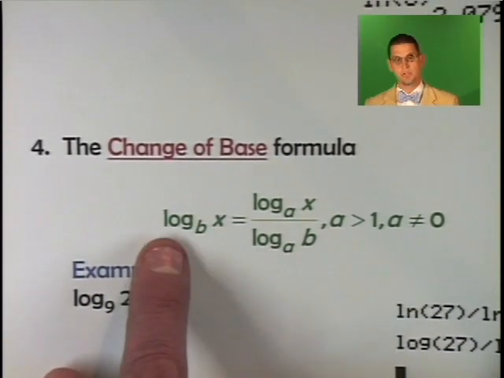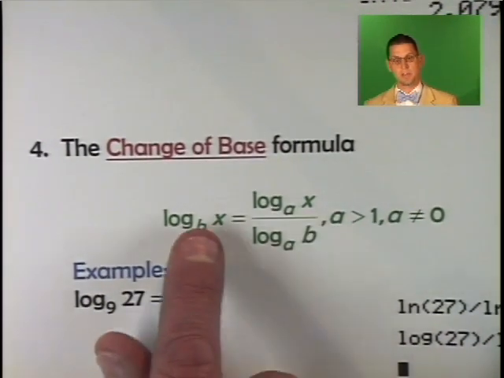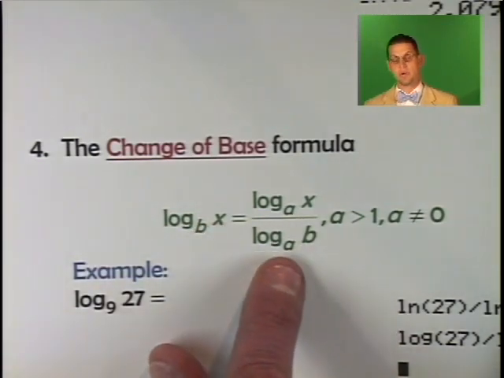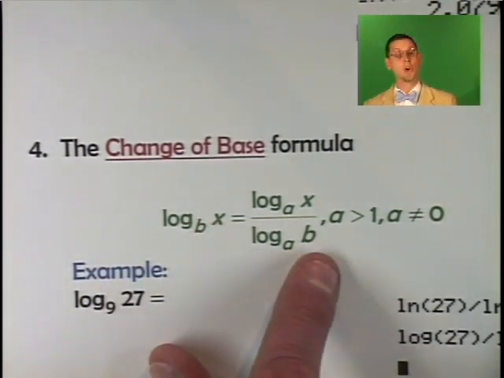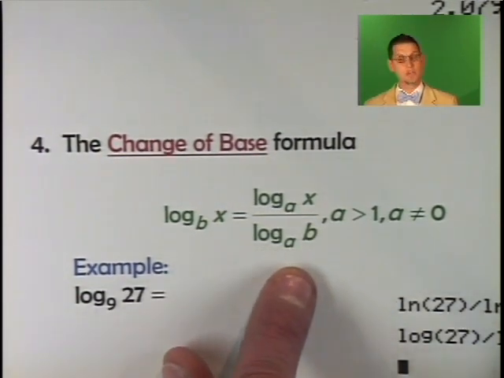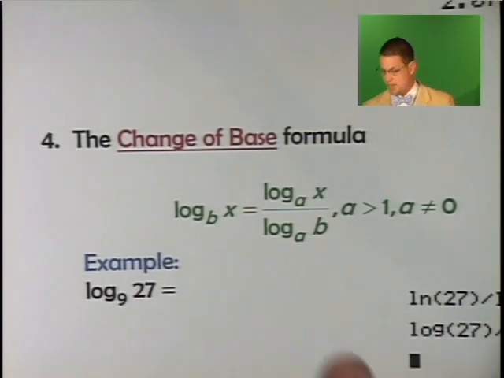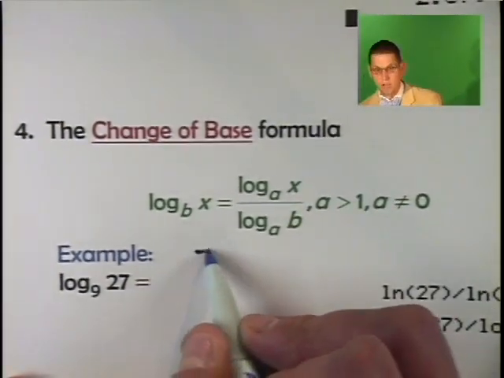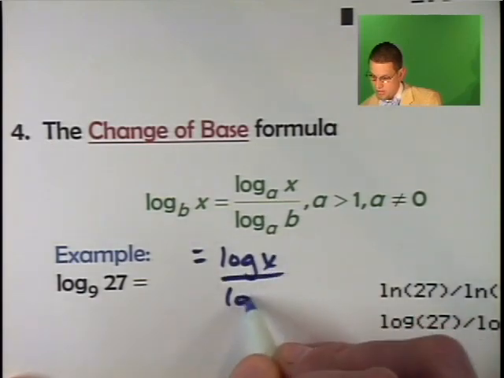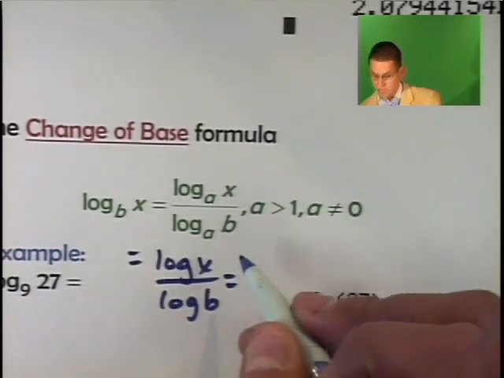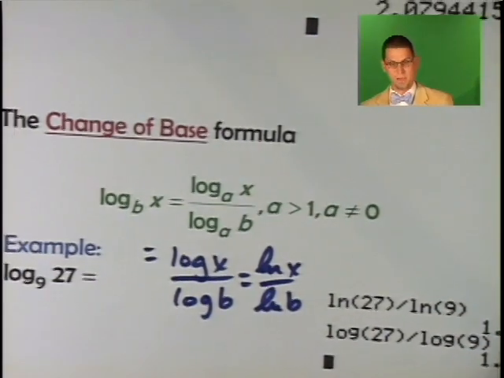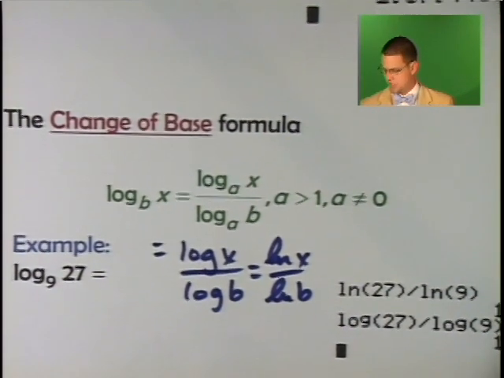Here's what you do. You take the log of your new base of x, just like before, and you divide it by the log of the new base of your old base. This is going to be a number down here. Okay? Now, because we're going to be interested in using base 10 and base e, we can make this specifically tailored for our use. So I could say it's log of x over log of b, or the natural log of x over the natural log of the old base. Okay, and we could type those directly into the calculator.